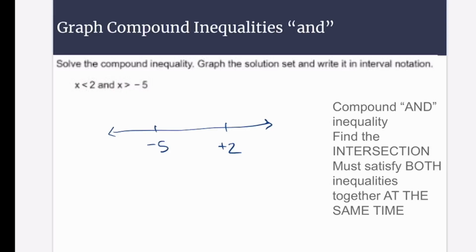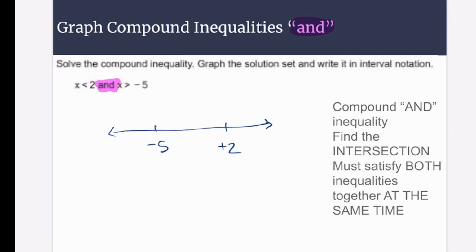All right, here we're going to graph compound inequalities. So specifically, we're going to focus on the "and" inequalities. So when you see two inequalities and the word "and" is there, it kind of gives you a hint. When two things need to happen together, you need one thing and another. Reese's is peanut butter and chocolate.